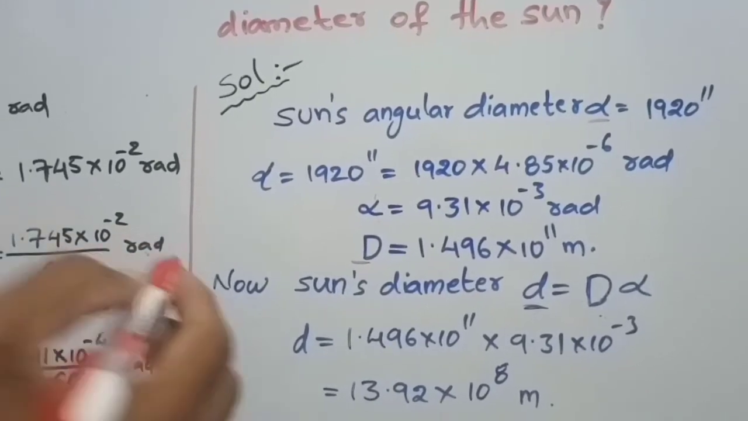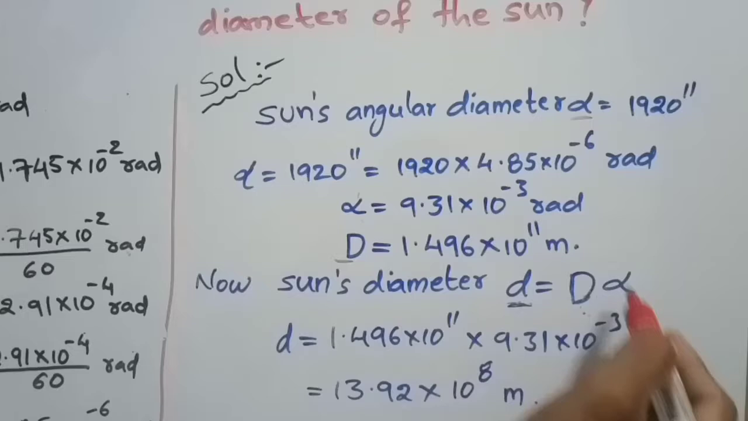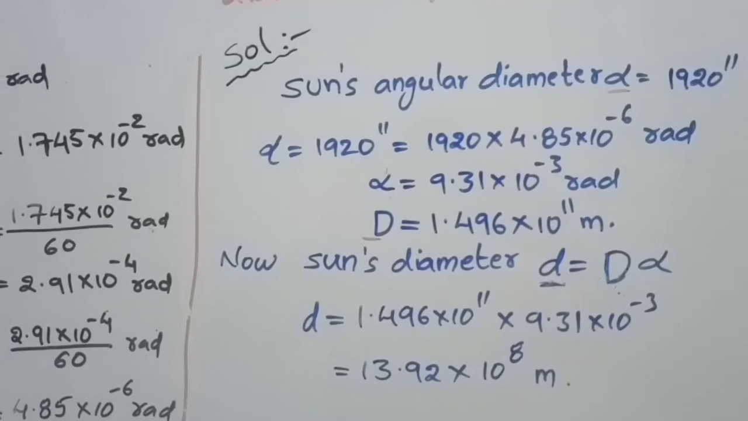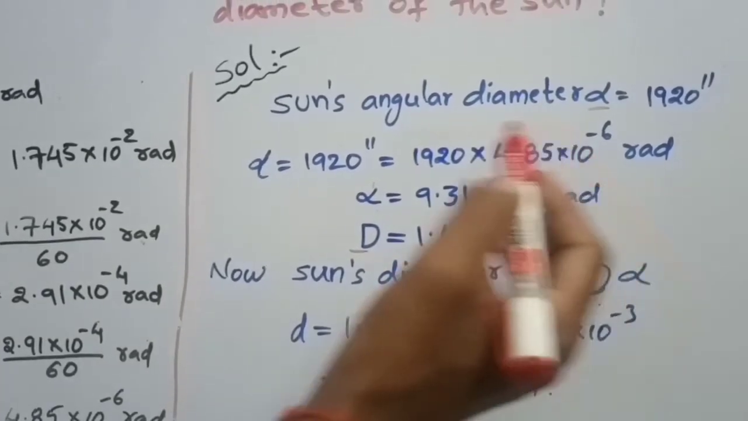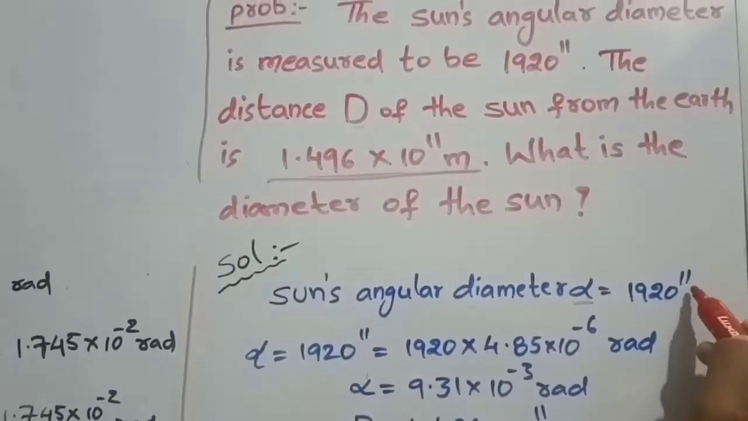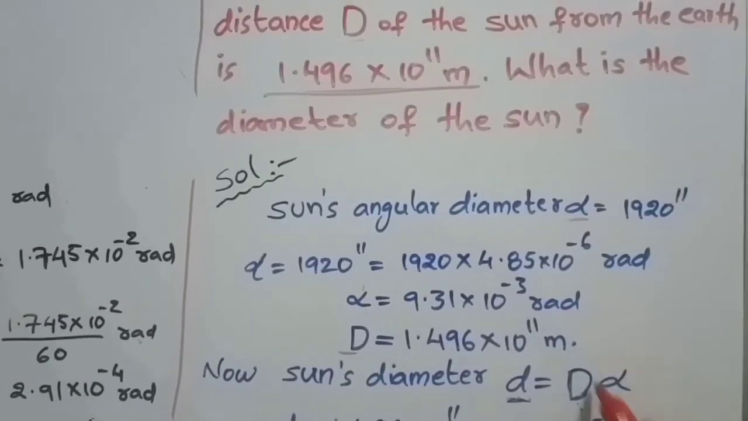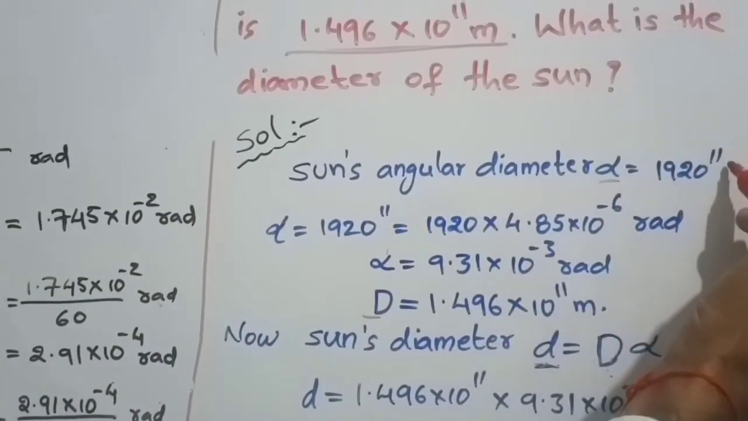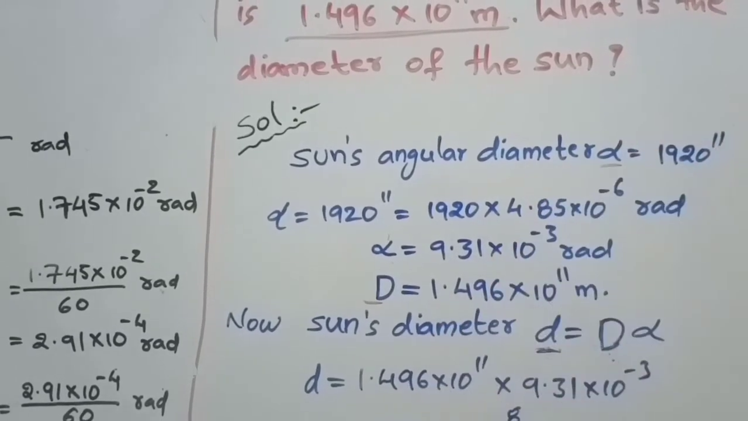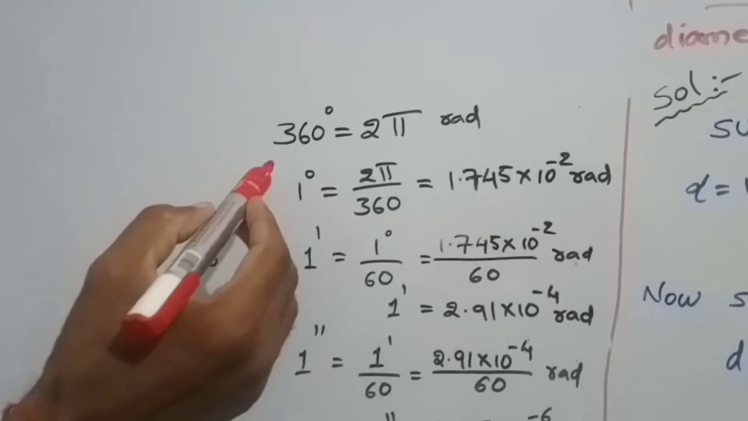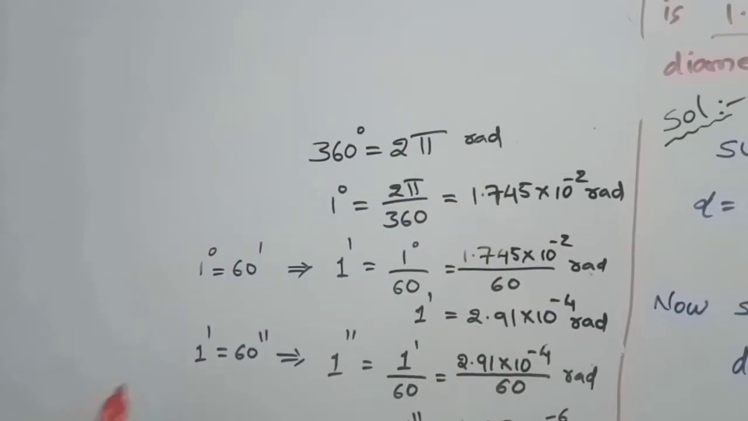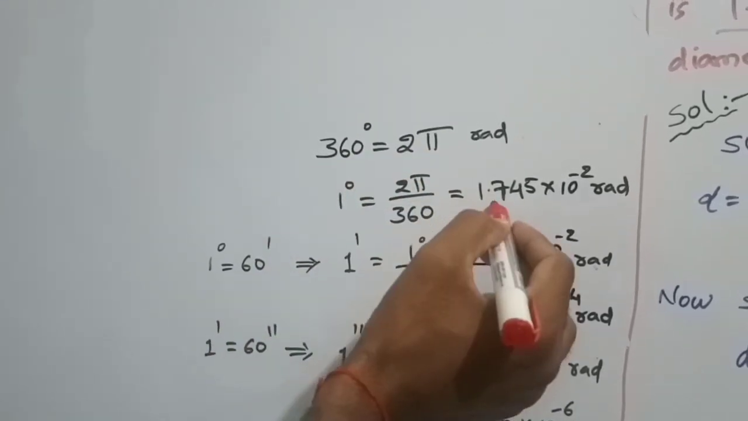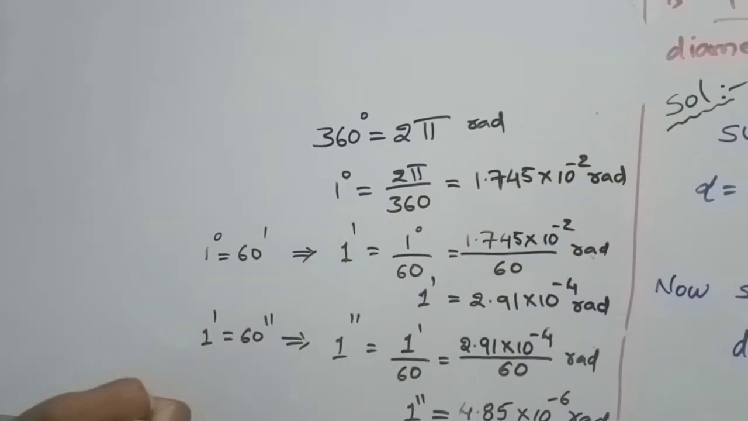So we have the formula: the sun's diameter d is equal to capital D into alpha. Diameter is equal to distance into angular diameter. But the angular diameter is given in seconds, and in the formula we substitute only in terms of radians. So for that we convert seconds into radians. The conversion process is like this. We know that 360 degrees is equal to 2 pi radians, so 1 degree is equal to 2 pi by 360 radians, that is 1.745 into 10 to the power of minus 2 radians.